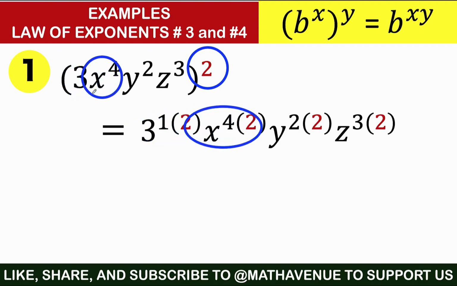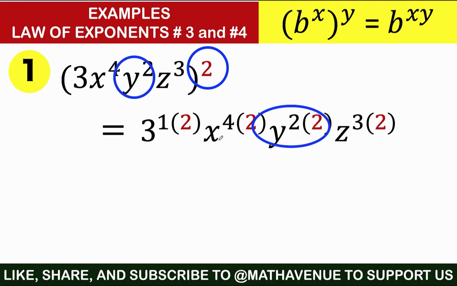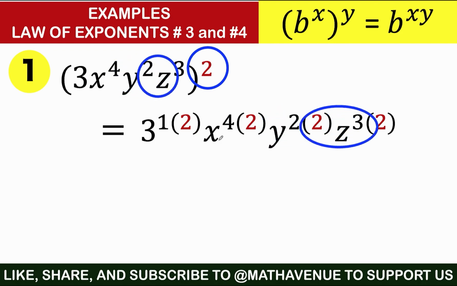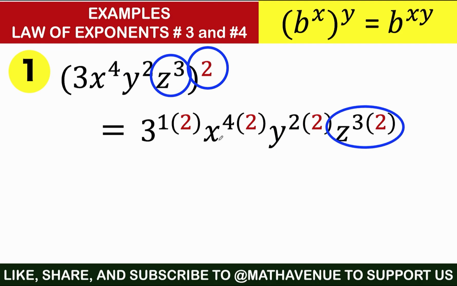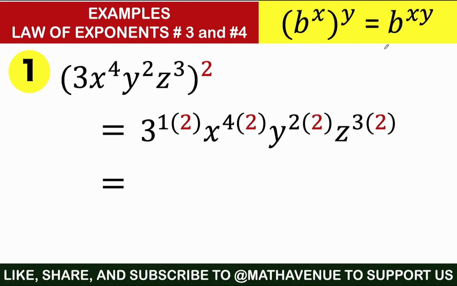Next is x to the 4th, which has an exponent 4, and you multiply it to this outside exponent 2 to get 4 times 2, and just copy the base. The same thing happened for y squared, that becomes y to the 2nd times 2, and for c cubed, that becomes c to the 3rd times 2. That is applying law of exponent number 3 and number 4. Then the rest is just simplification. 3 squared is 9, then multiply 4 times 2 to get 8, 2 times 2 to get 4, 3 times 2 to get 6. Copy the bases.